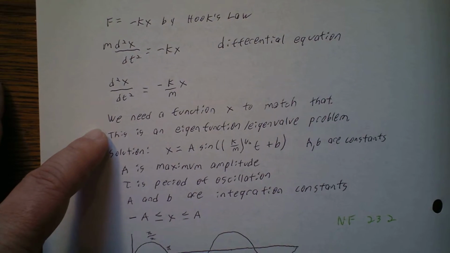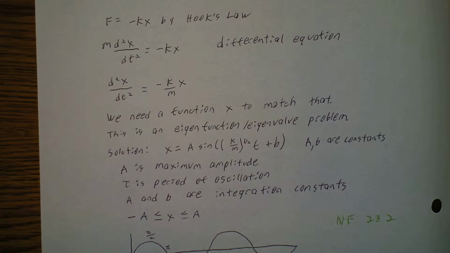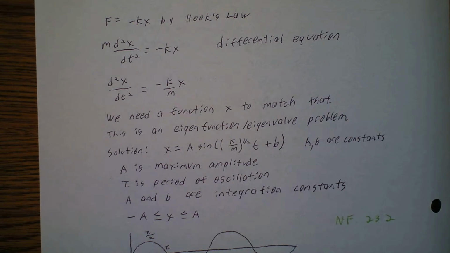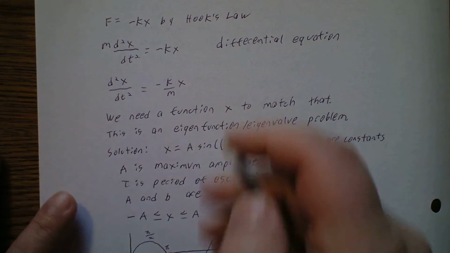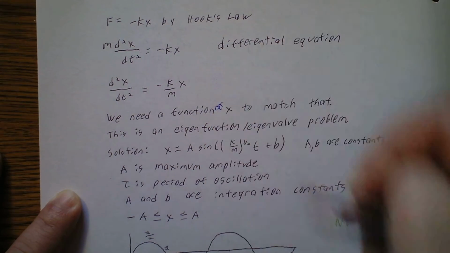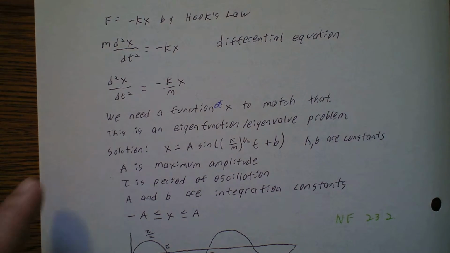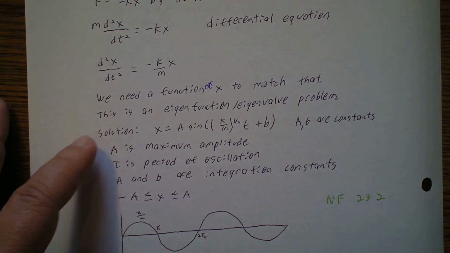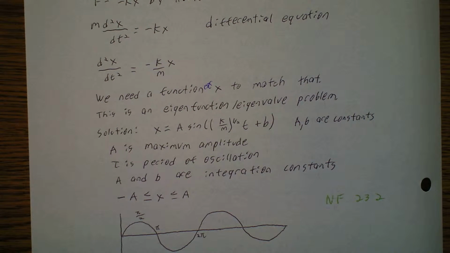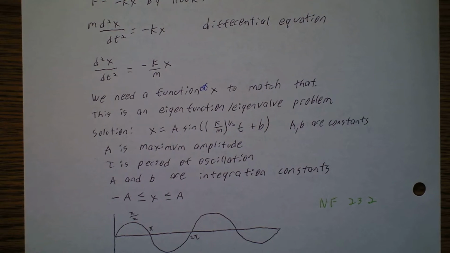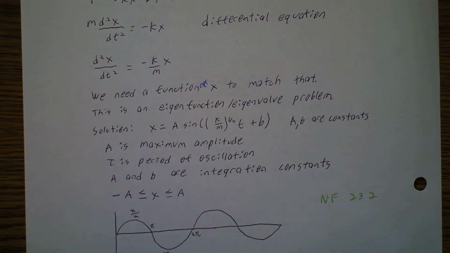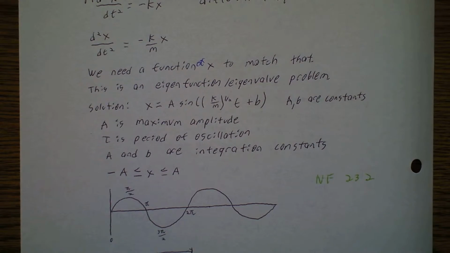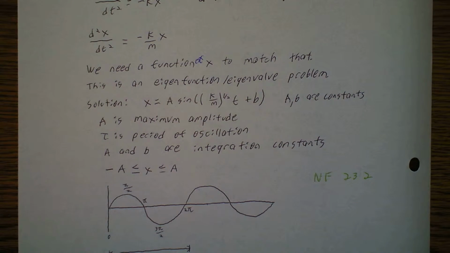So what we need is some sort of a function of X to match that. So this is an eigenfunction eigenvalue problem. The solution is going to be X is equal to A sine of the square root of K over M times T plus B, where A and B are constants. A is the amplitude. Tau is going to be the period of oscillation. A and B are both integration constants.